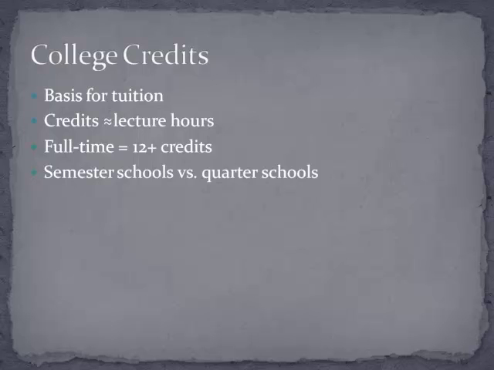Semester schools and quarter schools are different. So a semester school has, I believe, a 14 to 16 week session in the fall and one in the winter, whereas a quarter school would be 11 weeks in the fall, 11 weeks in the winter, 11 weeks in the spring. So the credits are not quite equal. So if you transfer credits from a semester school to a quarter school, there has to be some complicated math that goes on behind the scenes to let you know how many credits you could transfer in.